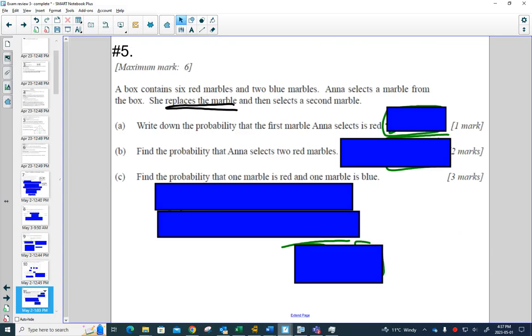A box contains 6 red marbles, 2 blue marbles. Anna selects a marble from the box. She replaces the marble and selects a second marble. The fact that she's replacing the marble makes this an independent event. It doesn't matter what you pick the first time once you put that in. So write down the probability that the first marble selected is red. Well, there's 6 out of 8 or 3/4.